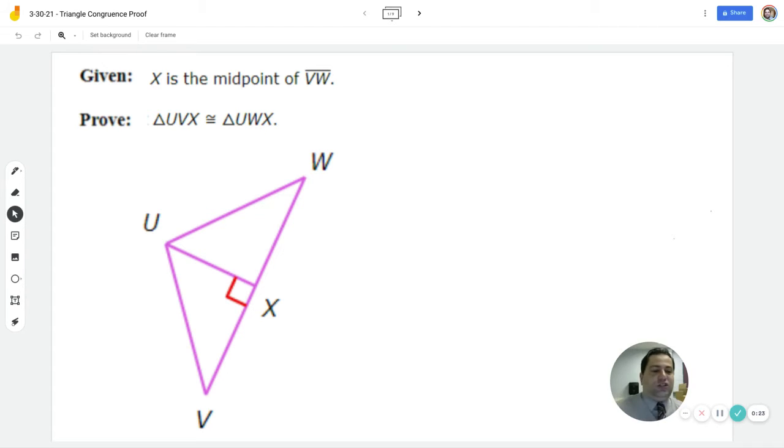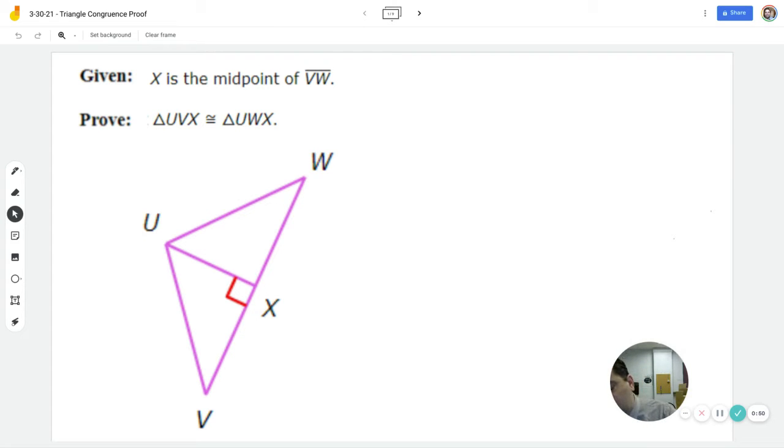So in question number 1, we have one of our questions from before we started doing proofs. We just simply want to know the congruent statement of these two triangles here, specifically UVX congruent to UWX, where X is the midpoint of VW. So let's start to fill in information that we know.